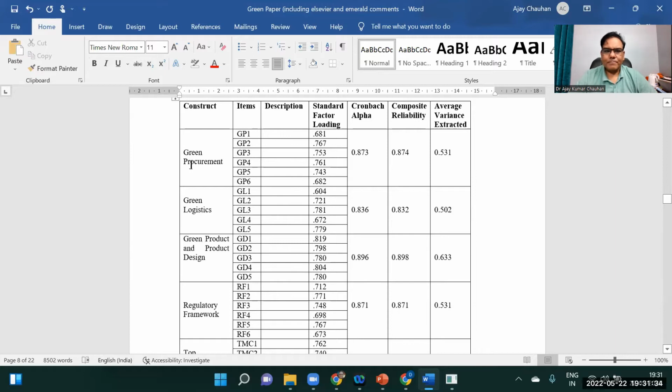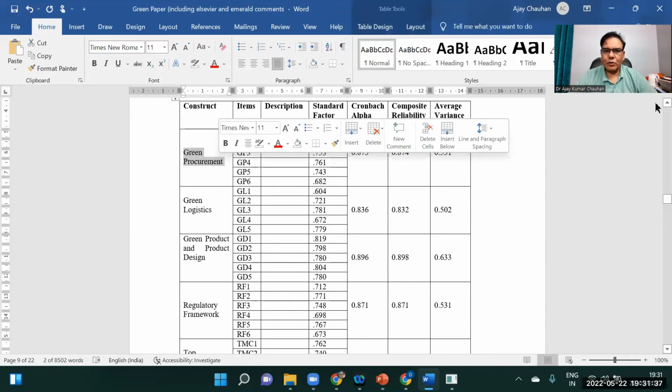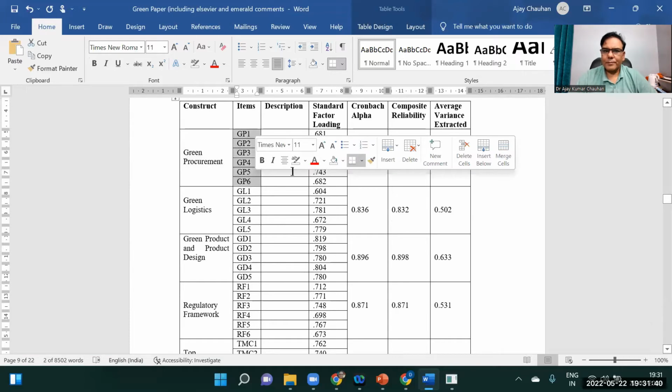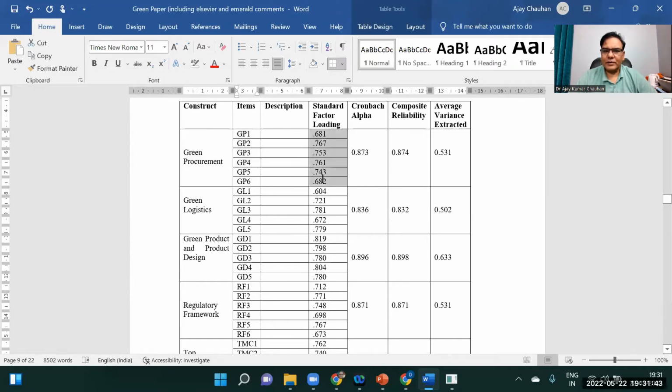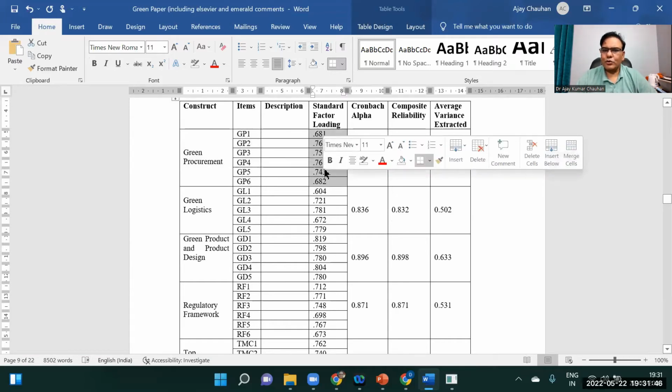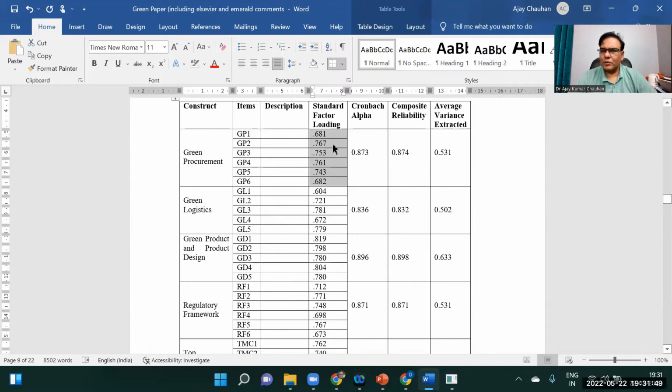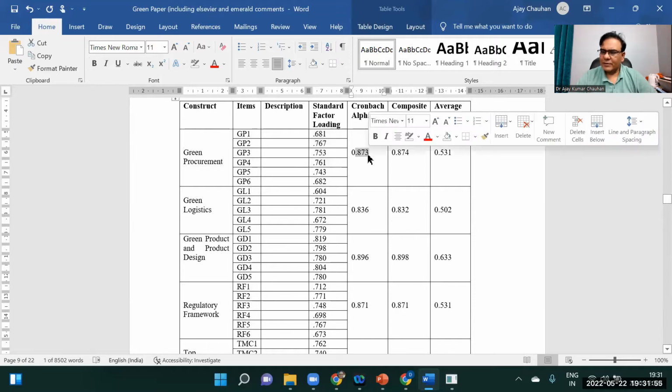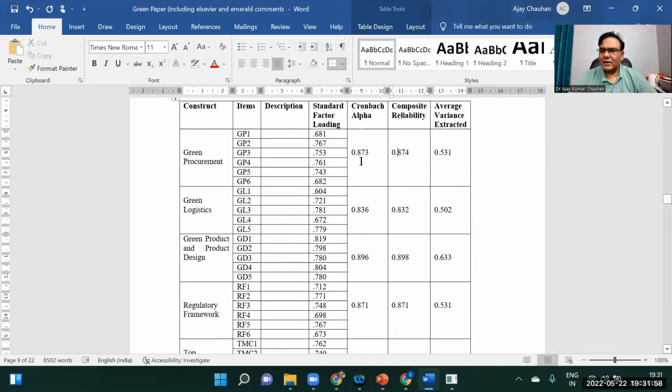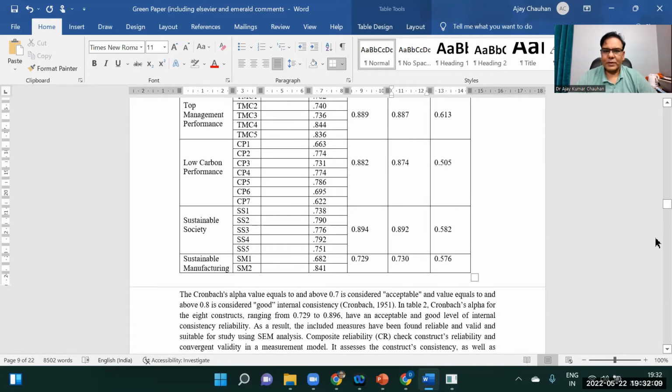So in one single table, the name of the construct is green procurement. These are the item codes. And this is the factor loadings, construct loadings. All should be more than 0.7. One or two may be less than 0.7, but approaching 0.7. Cronbach alpha should be greater than 0.7. But as I told you, the ideal range is 0.85 to 0.9. So you can see all the values in that range. Composite reliability more than 0.7, AVE more than 0.5. So all the conditions of convergent validity are fulfilled. So this is the format of representing the reliability and validity in the table, in the paper.